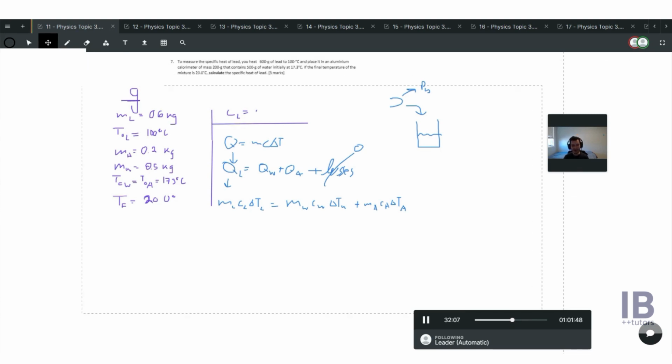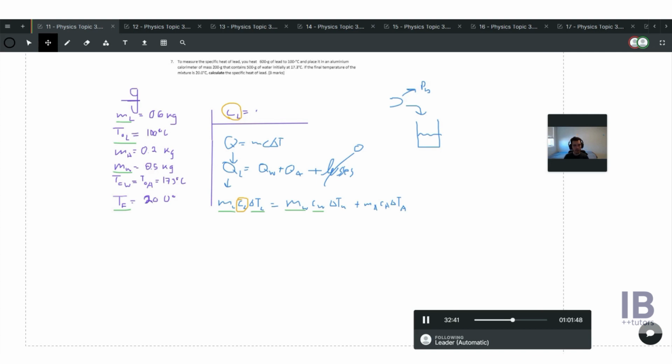Okay. So this is the equation of interest. You see how we have all of the terms that matter. Let's say ML is going to be here. CL is what we're looking for, so CL is going to be here. And everything else is just stuff in our problem, so delta TL is just going to be 100 minus 20. So this is going to use this and this. MW is just here. CW is in our table.